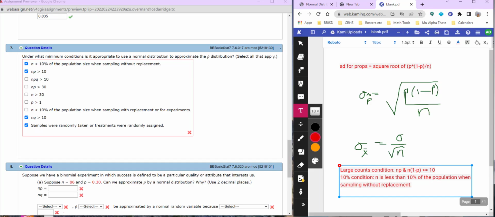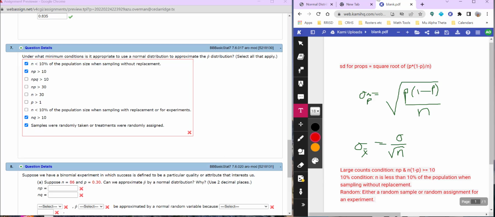If you're doing an experiment, it actually doesn't count. It doesn't matter. And then random: you're either doing random sampling or a random assignment for an experiment. So those are the other things I would add onto your cheat sheet. There we go. I can type now. Sometimes doing math and typing, my brain shorts out.